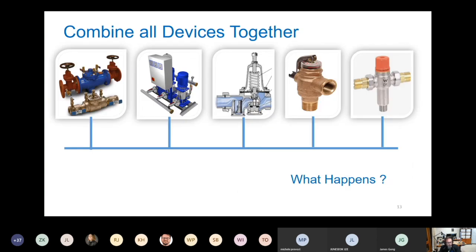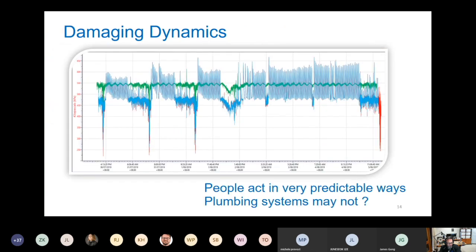So we combine all of these devices into one, and what do we get? We get damaging dynamics. This client's building was less than 8 years old. Their circulated hot water system, their piping had been replaced twice and failed again. It has just been replaced for the third time. The cold water pipes in the ground had burst a number of times, 2 I think it was. The water tanks had already been replaced and they soon need replacing again.